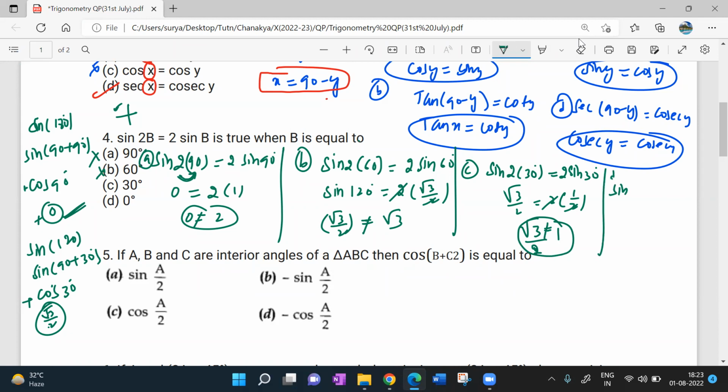Sine 2 into 0, option D, right? Sine 2 into 0 is equal to 2 times sine 0. Sine 0 is 0, so 0 is equal to 0. Option D is matching here. D वाला Delhi बन जाएगा answer.